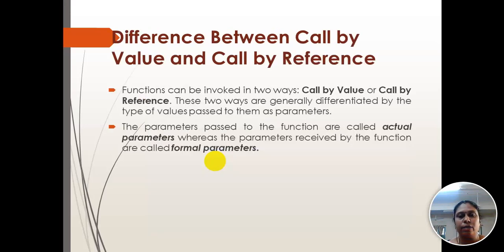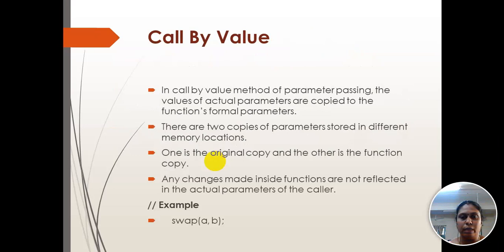Now the difference between call by value and call by reference. These two ways are differentiated by the type of value passed to them as parameters. The parameters passed to the function are called actual parameters, whereas the parameters received by the function are called formal parameters. In the call by value method, the values of the actual parameters are copied to the function's formal parameters. There are two copies of the parameters stored in different memory locations: the original copy and the function copy. Any changes made inside the function are not reflected in the actual parameters of the caller. An example is swap of a, b.